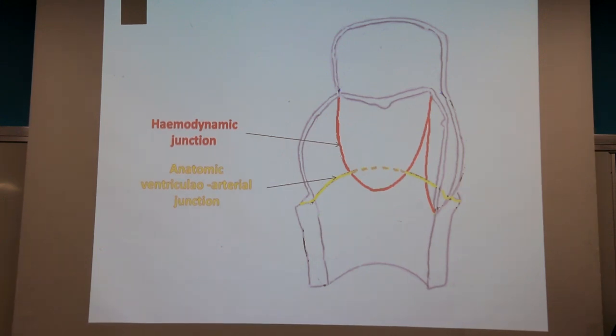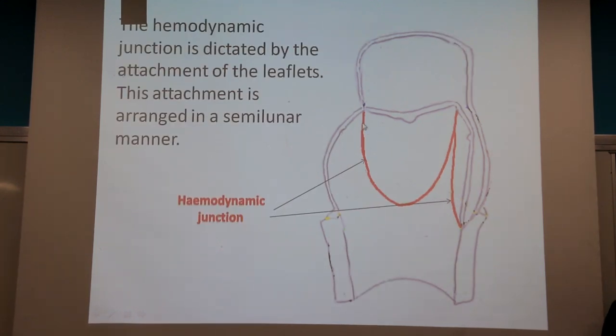Here is the hemodynamic junction in red. This is the hemodynamic junction between the aorta and the left ventricle. And here is the anatomical junction between the ventricle and the aorta, in yellow. The hemodynamic junction is dictated by the attachment of the leaflet. This attachment is semilunar, half moon. And this is the attachment of the leaflet. So this is the hemodynamic junction.